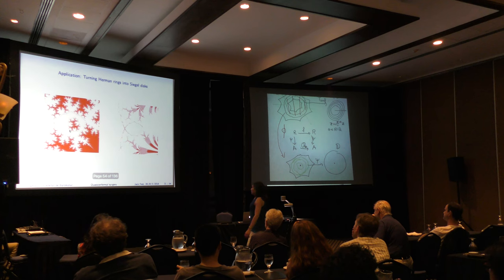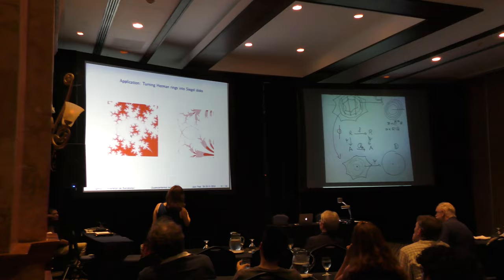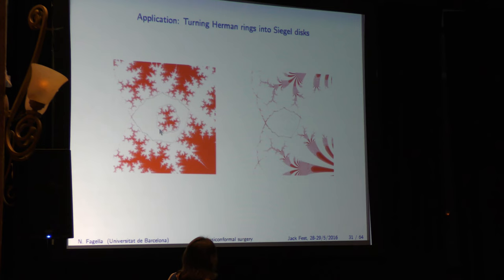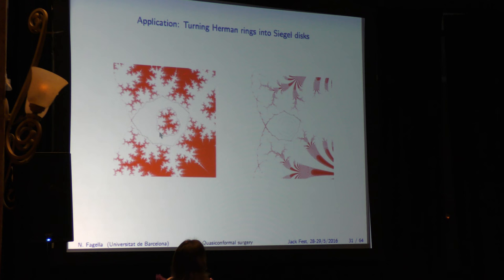This is just a picture to show you, this is Christian's picture. It's a pity that it cannot be seen very well, but precisely this is the Arnold family that I was talking to you about. Here you have this Herman ring, and when you glue the single disk inside, you are moved here. Notice how you thinned out the Julia set somehow. And why is that? Because you've killed so many dynamics, right? You've killed a whole essential singularity. This has an essential singularity here and one at infinity. By gluing a single disk here, you've simplified half of the dynamics of the map, right? And that's why it looks much simpler.